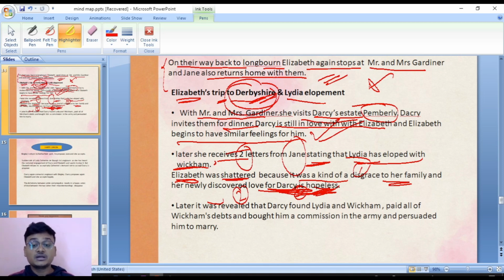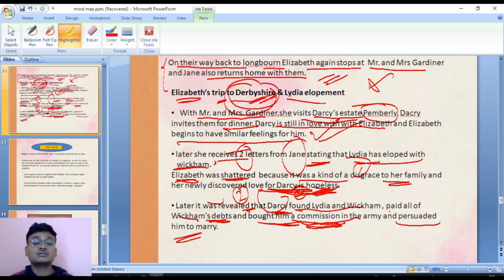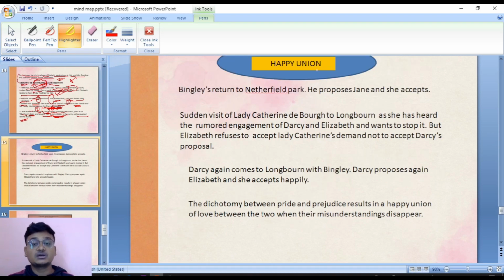But later it was revealed that Darcy was the person who found Lydia and Wickham, and he paid all of Wickham's debts, whatever was owed. Darcy also bought him a commission in the army and persuaded him to marry. After hearing all this, Elizabeth's heart begins to change, and that's why the happy union starts, that is Bingley's return to Netherfield.